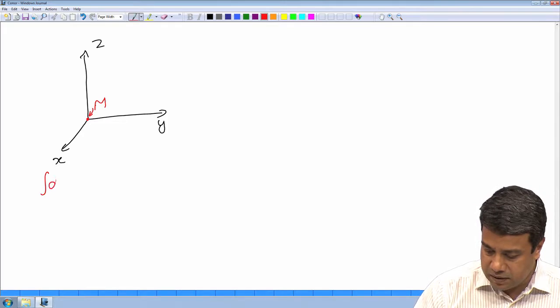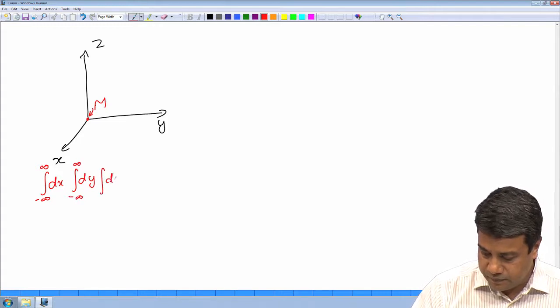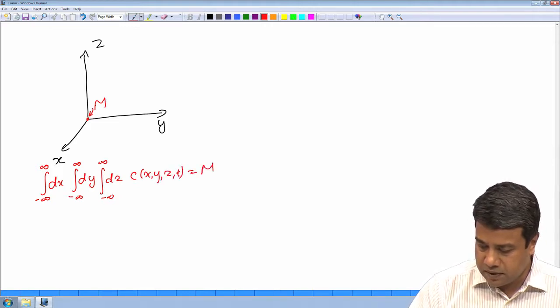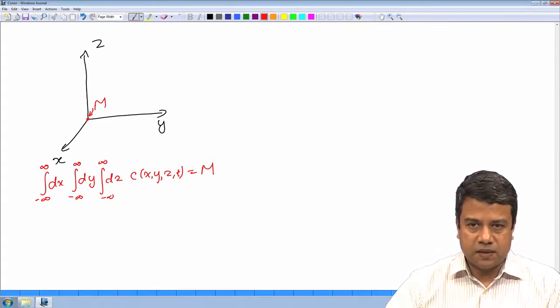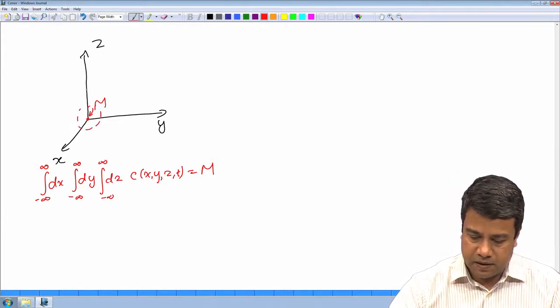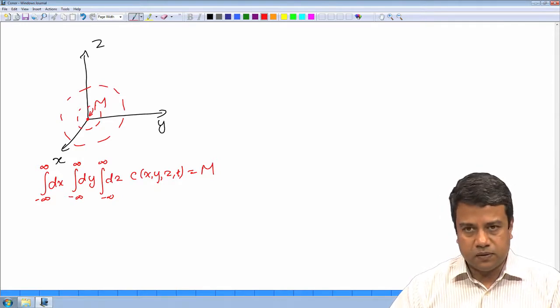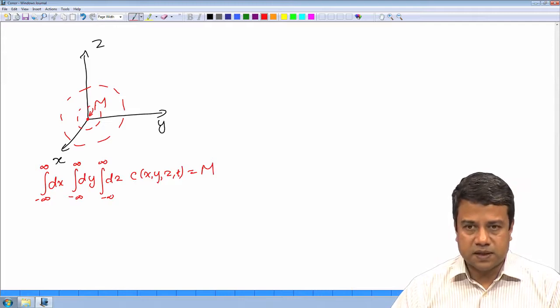that integral dx from minus infinity to infinity of c of x, y, z, t is equal to m. The initial mass that was injected at that particular point is spreading with time. As time progresses, it will spread further and further. I can solve that problem. I won't go through the details, but it is exactly analogous to this. The total amount of mass is m.